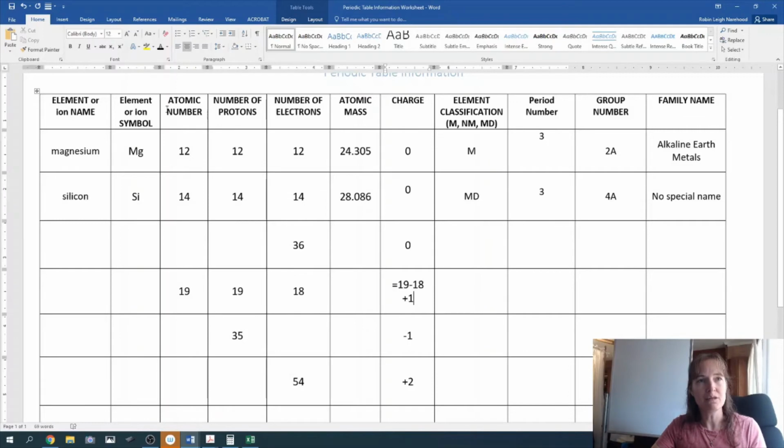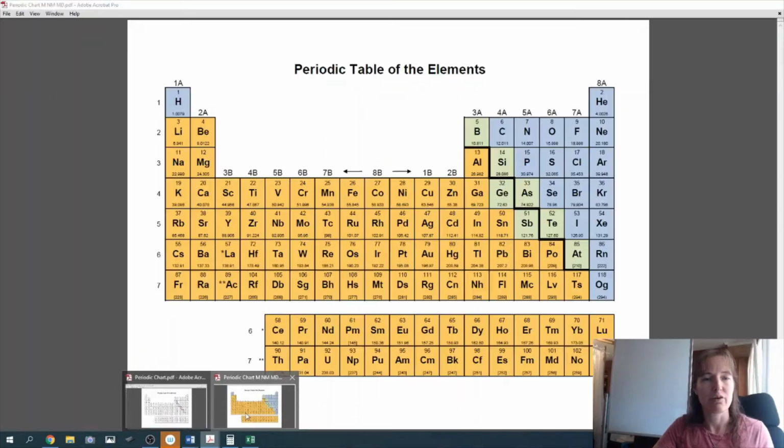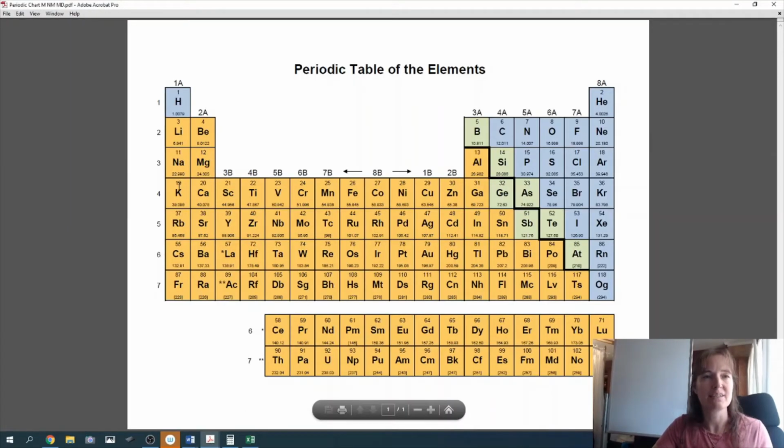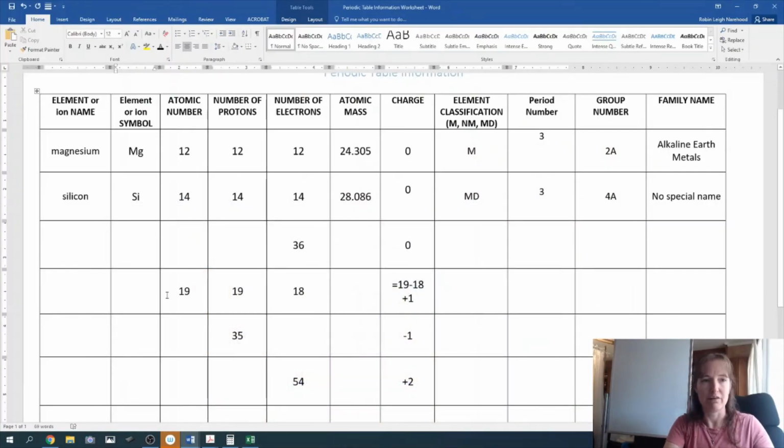So when we write the symbol, it won't be an element, which is neutral, it'll be an ion. So we're going to have to put a charge, but we need to know what element is element number 19. So if we take a look, element number 19 is K. And so that would be K, and then the charge goes in the upper right-hand corner. And the name of K, that is the potassium, and we're just going to say it's the potassium ion.